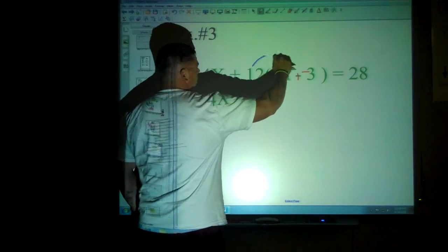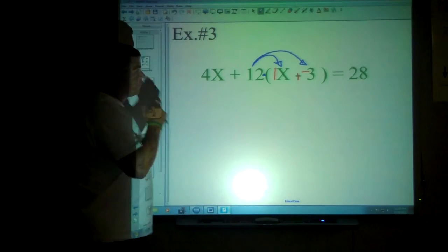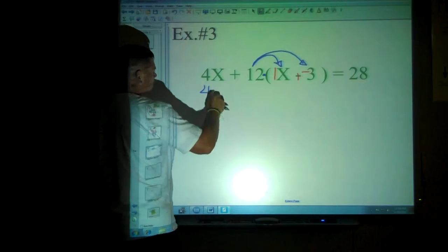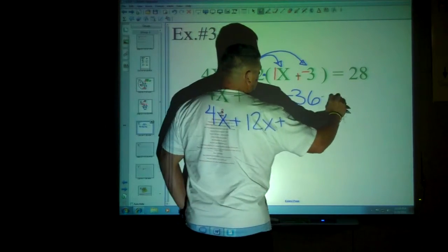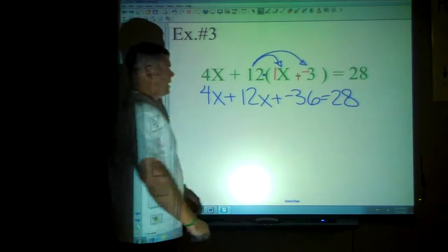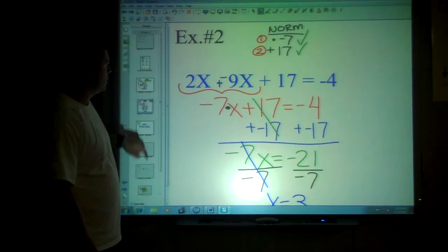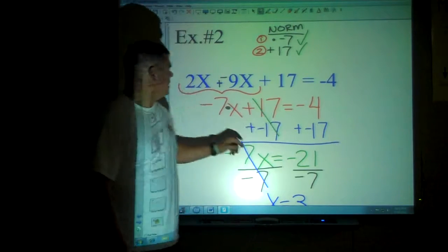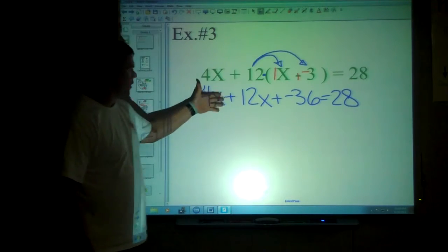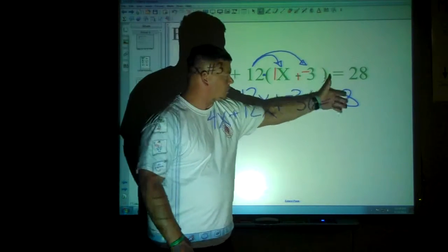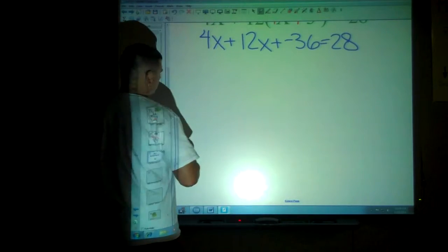Now we take the number 12, and we're going to distribute it to both the parts inside the parentheses. We now have 4x plus 12x plus negative 36 is equal to 28. And if you notice, this problem right now looks awfully similar to this problem right here. Stuff with x's plus stuff with x's plus stuff without equals stuff without. It's exactly the same kind of problem now. It just was one more step with the distributive property.